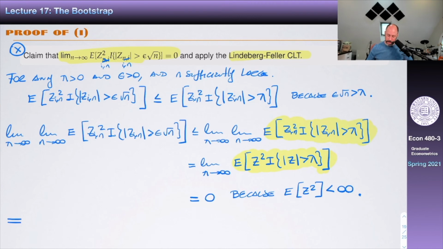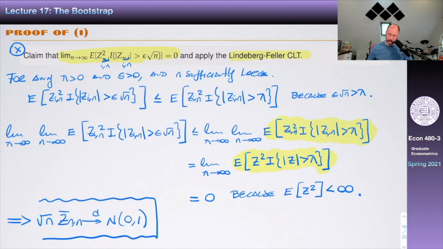Then it follows that square root n times z bar_n converges in distribution to a normal 0, 1. And this is what we wanted to prove. That's the claim of the first part of this theorem.